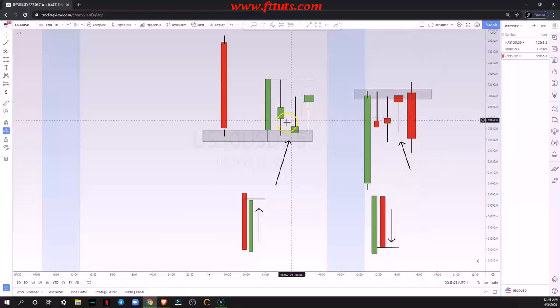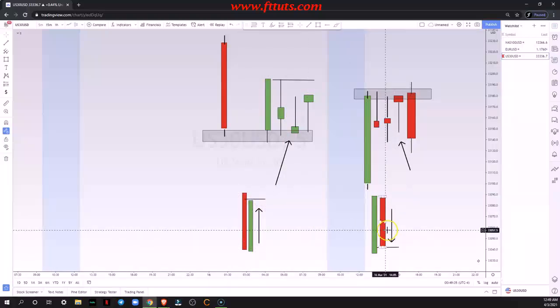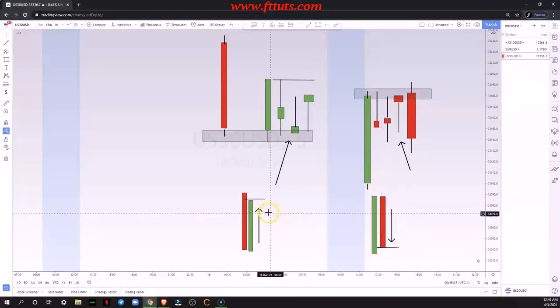So say if it's a tweezer, I don't want to call these tweezers because I'm going to explain how I actually look at these two candlestick patterns. But if it's just a regular candle that's not really a pattern, say just a regular green candle right here, and then this candle prints, but it doesn't break below.